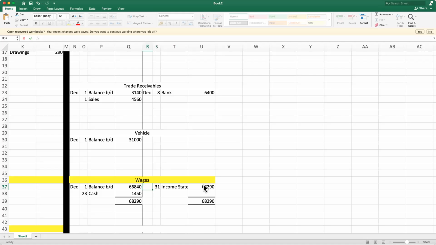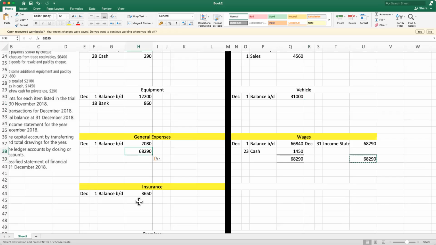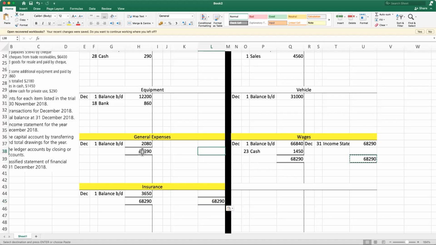When? December, the last day of the year, December 31st. So the same goes for all of this here. I just need to total them up. Sorry for the figure, 280. So this 250 goes to your income statement, December 31st. So all this amount will go into your income statement.